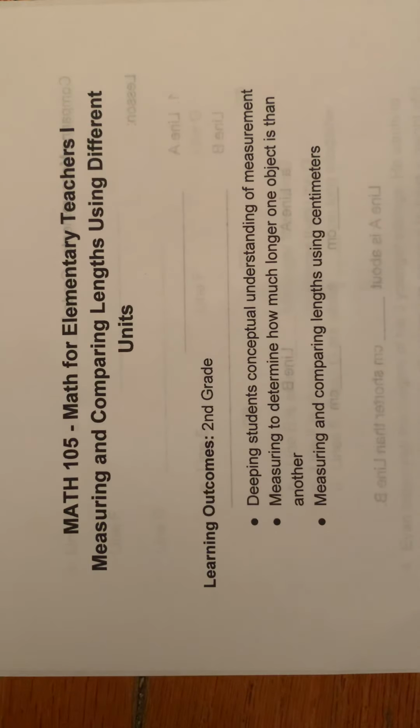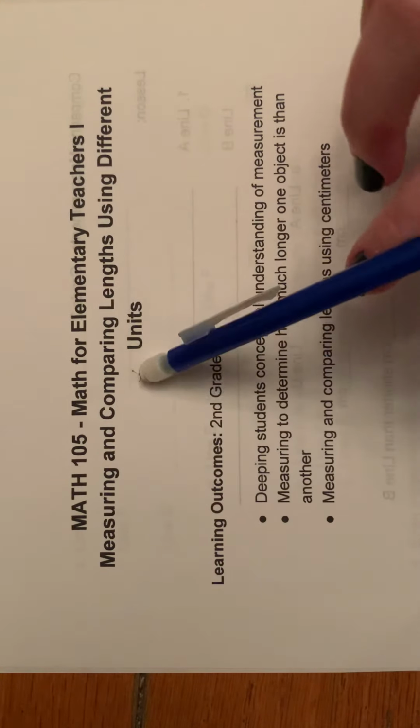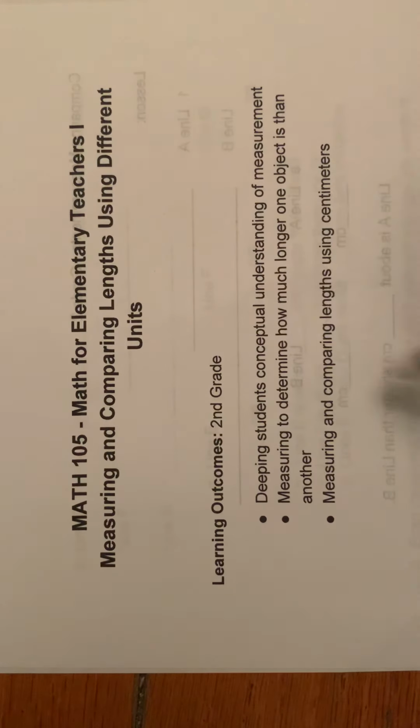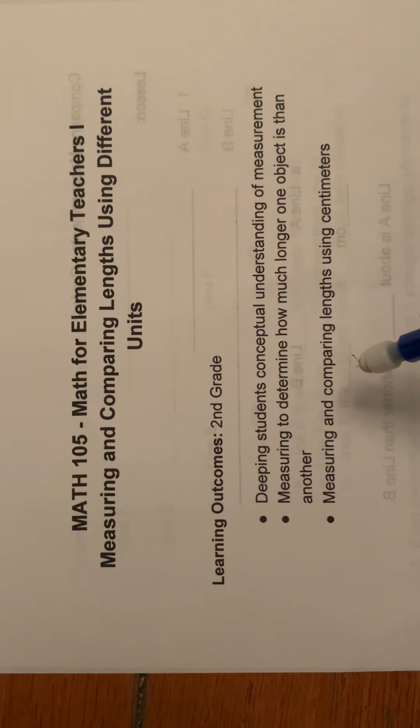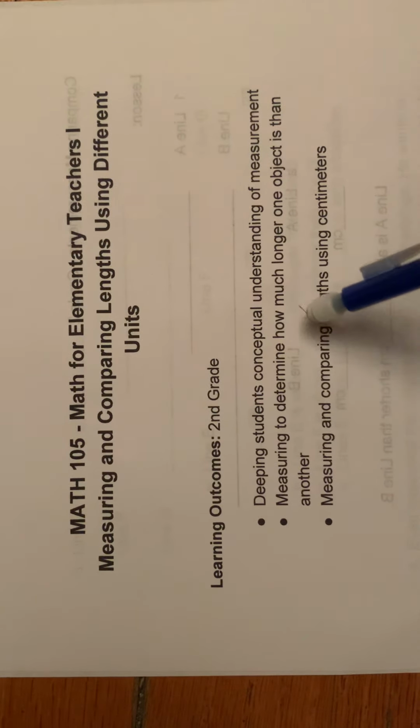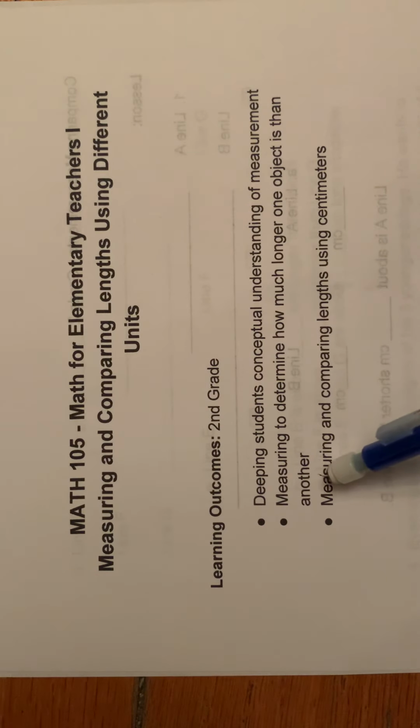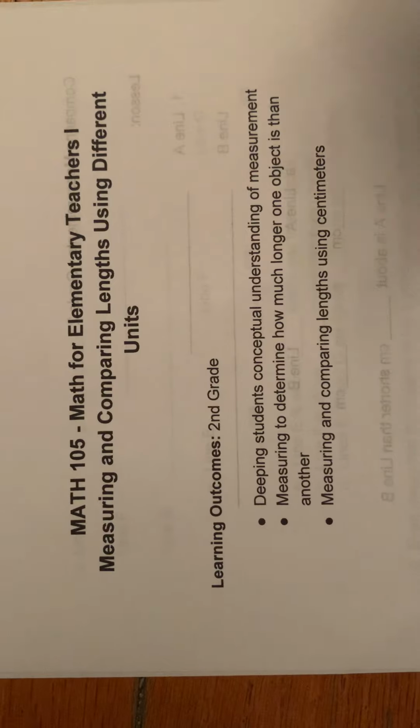So today we'll be learning measuring and comparing lengths using different units. The learning outcomes for second grade are deepening students' conceptual understanding of measurements, measuring to determine how much longer one object is than another, and measuring and comparing lengths using centimeters.